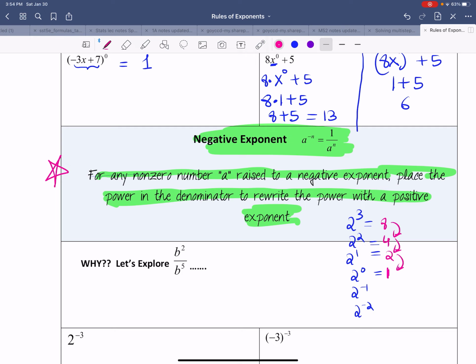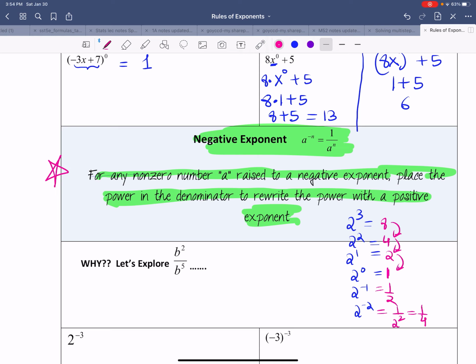8 divided by 2 is 4. 4 divided by 2 is 2. 2 divided by 2 is 1. 1 divided by 2 is 1 half. 1 half divided by 2 is 1 fourth. So you are dividing by 2 as you're reducing the exponent, okay? And that continues to negative exponents as well.